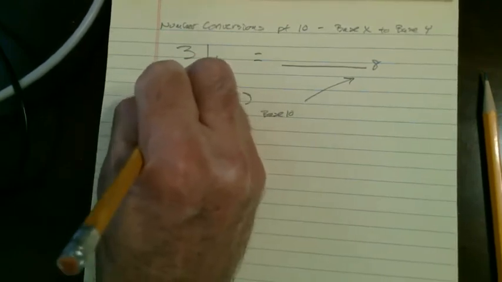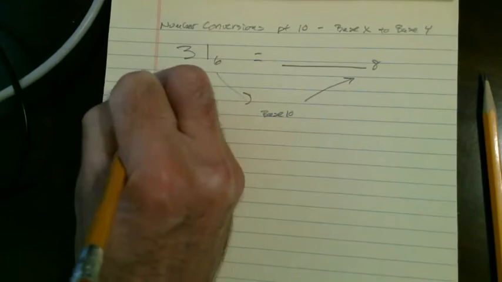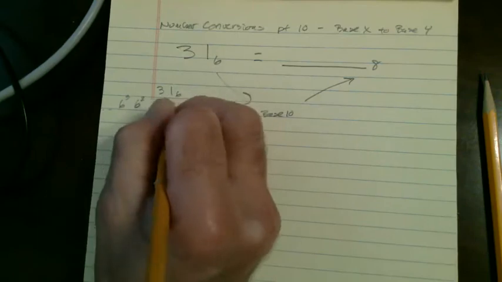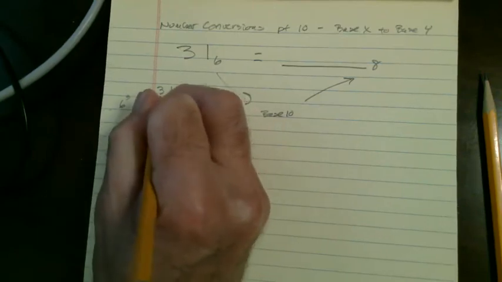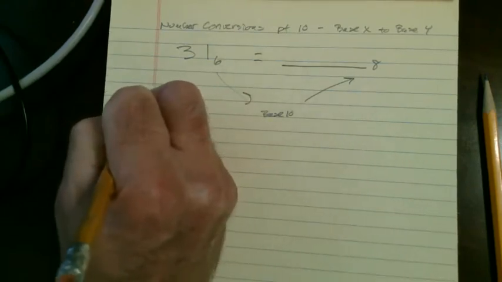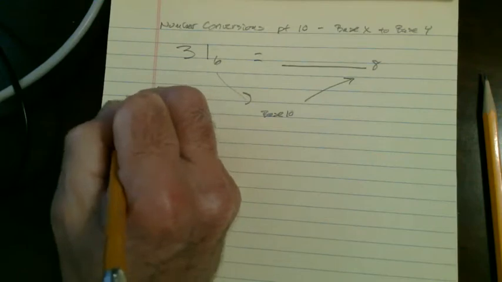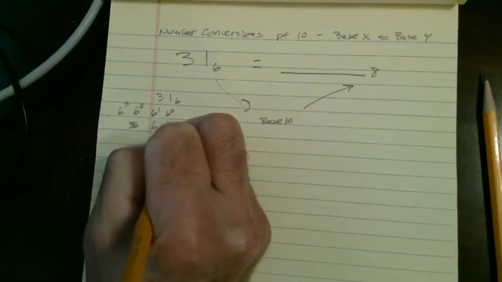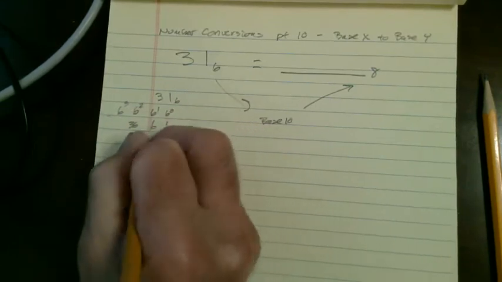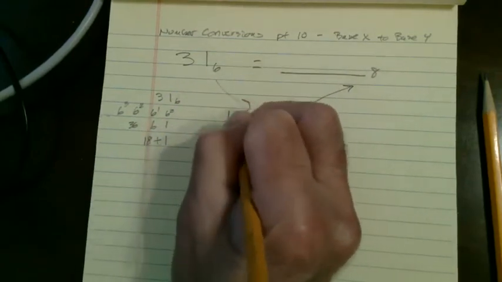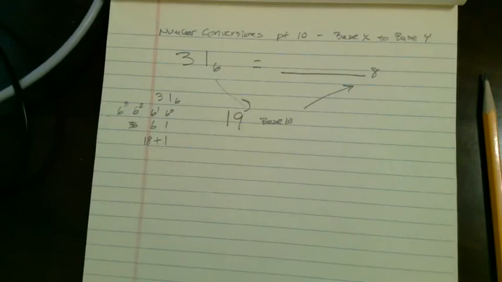So 3, 1, base 6 is 6 to the 0, 6 to the first, 6 squared, 6 cubed, and so on if I need them. I don't. So 6 to the 0 is the 1s, 6 to the first is the 6s position, 6 squared would be 6 times 6, 36, 6 cubed would be 36 times 6, and we can carry that out. So 1 times 1 gives me 1, 3 times 6 gives me 18. I add those two numbers up, and we've got 19 base 10.